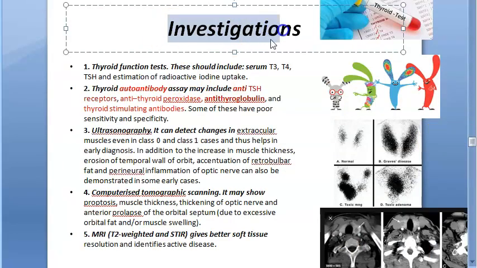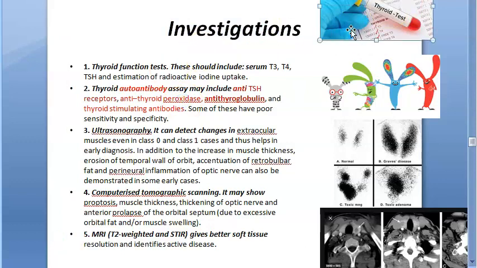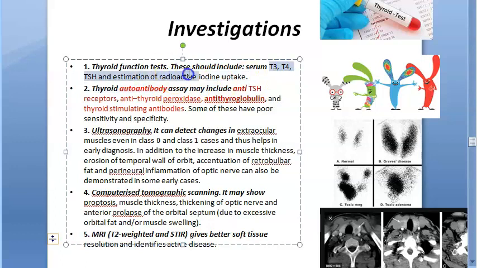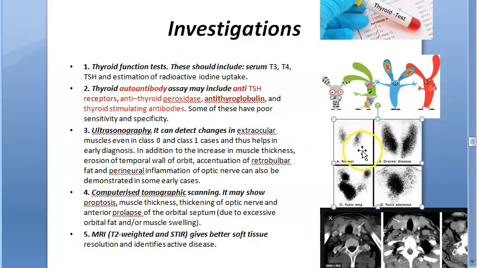Now let's move on to investigations. What and all will you order? You'll order a thyroid function test to check their thyroid levels. You will check T3, T4, TSH, all that you can do. Then you will check the radioactive iodine uptake, right? How much of radioactivity is there.